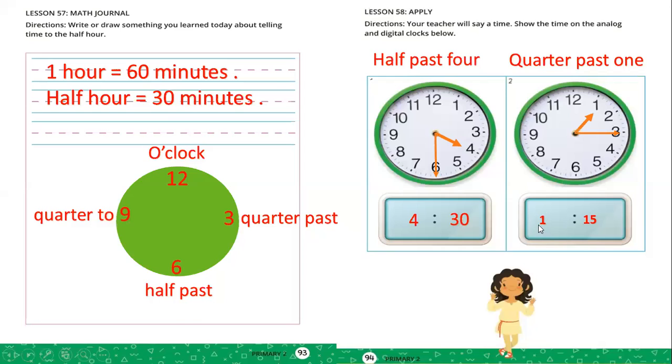Now let's write it in digital form. In digital form, we write the hours, the short hand, then the long hand. The short hand will be 1, so I will write 1. The long hand, I will not write 3. I'm using the invisible numbers. I'll start from 1: 5, 10, 15. So here I'll write 15.